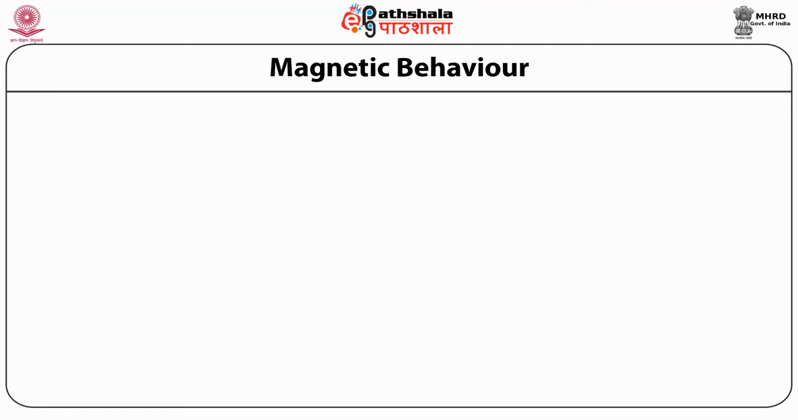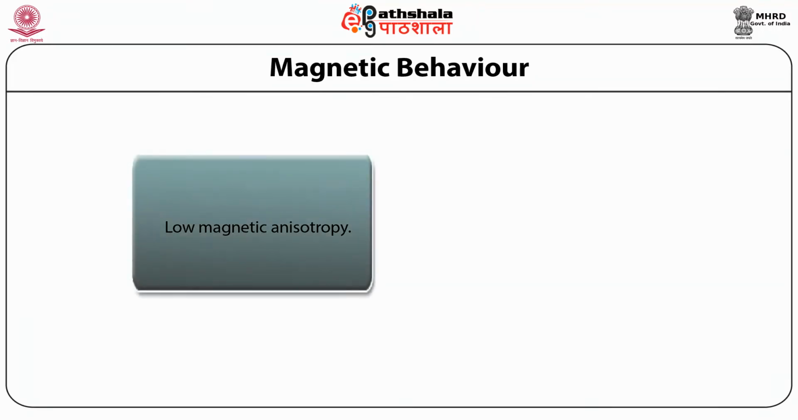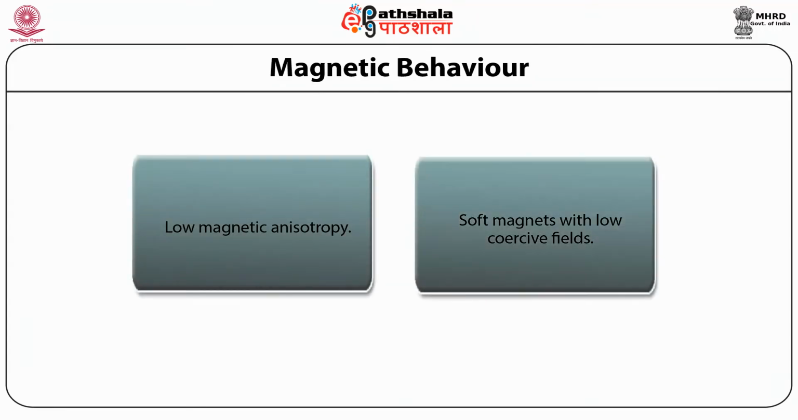So the magnetic behavior for the spinel structures is that they have low magnetic anisotropy and are soft magnets with low coercive fields. There are a few exceptions such as cobalt containing ferrites, which not only possess strong anisotropy but also exhibit large magnetic coercivity.